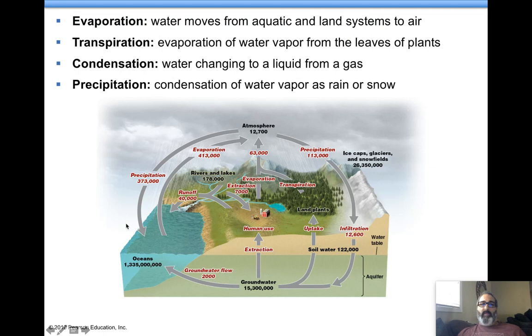So evaporation, simple term: water leaves the surface and enters the air. It goes from a liquid to a gas. Transpiration is liquid to a gas, but specifically from the leaves of plants; that is how water leaves the plants. Condensation is going from a gas to a liquid. This happens on the outside of your soda can when you leave a cold drink sitting out. And precipitation is how it falls to the earth as rain or snow, and so on and so forth.